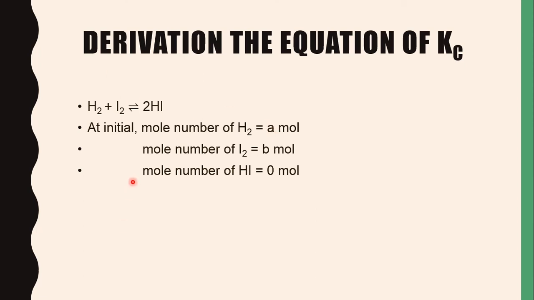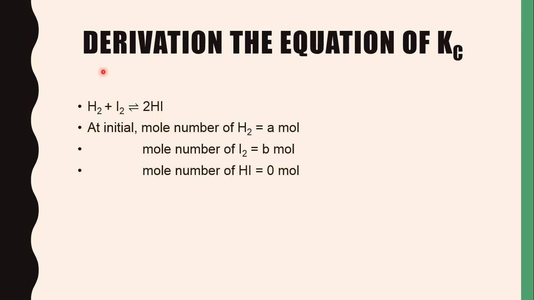Now it is at initial, but we have to find out the mole number and concentration of reactant and product at equilibrium. When the reaction has started and at one time it will go to equilibrium, at that time the reactants and products are all present at equilibrium. We have to find out the mole number of these reactants and products at equilibrium. It is easier if we find out the mole number of product first.